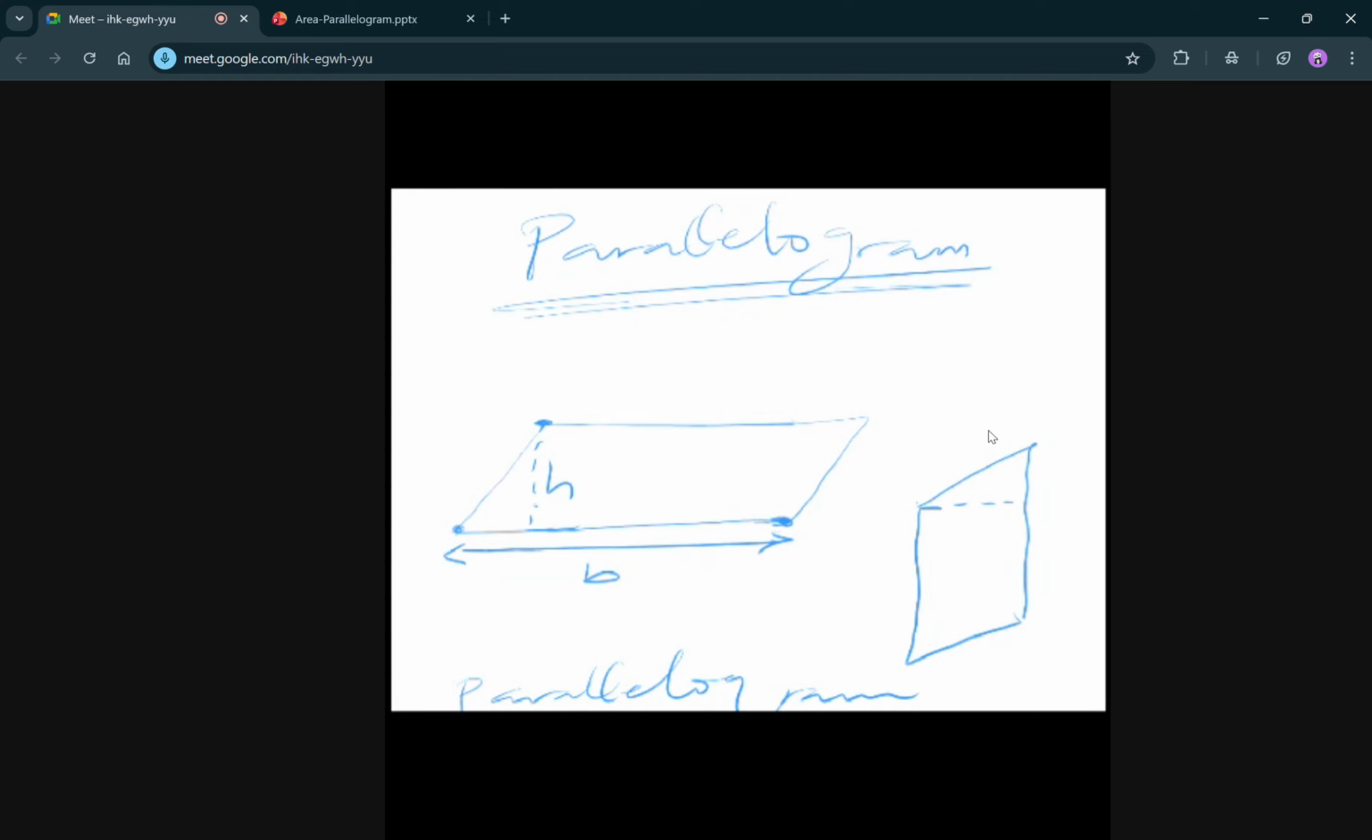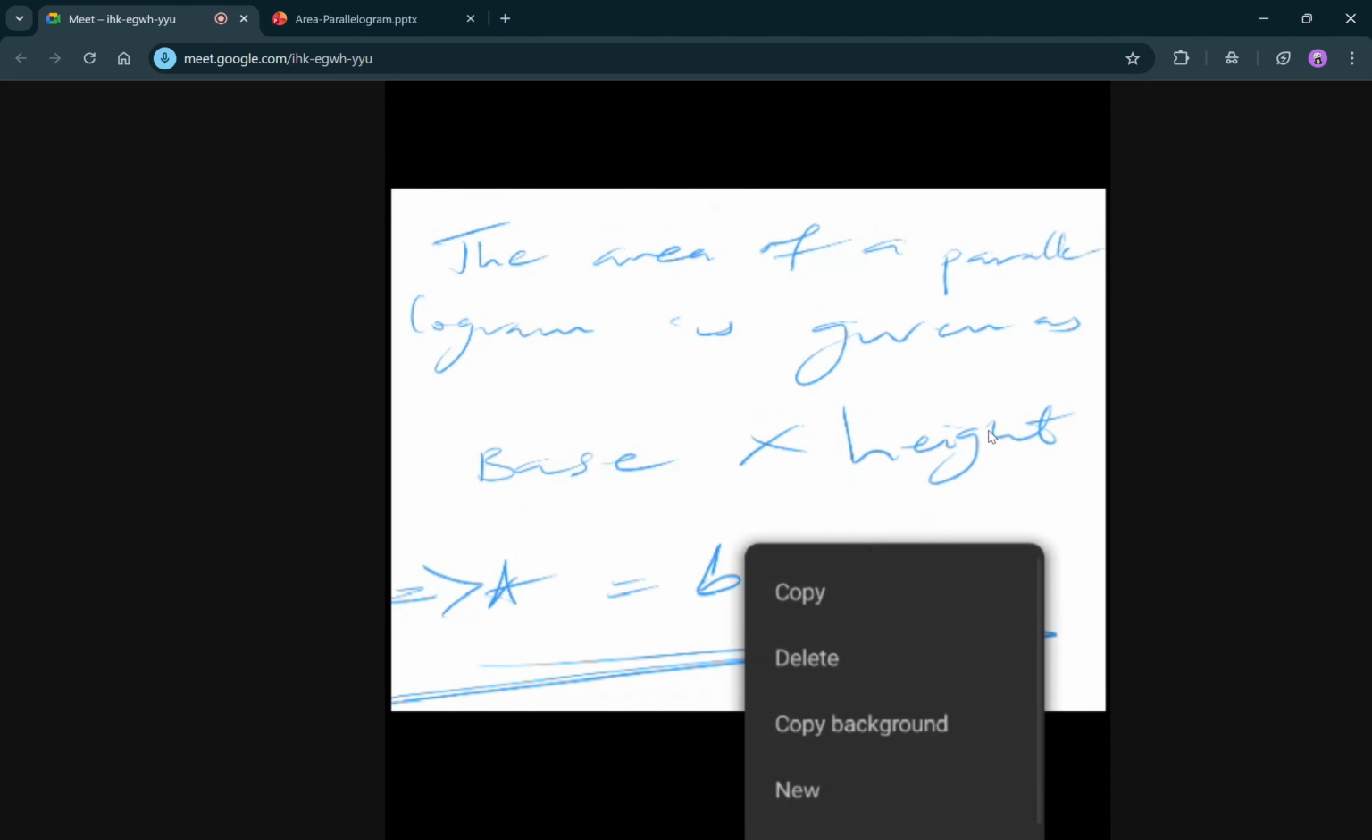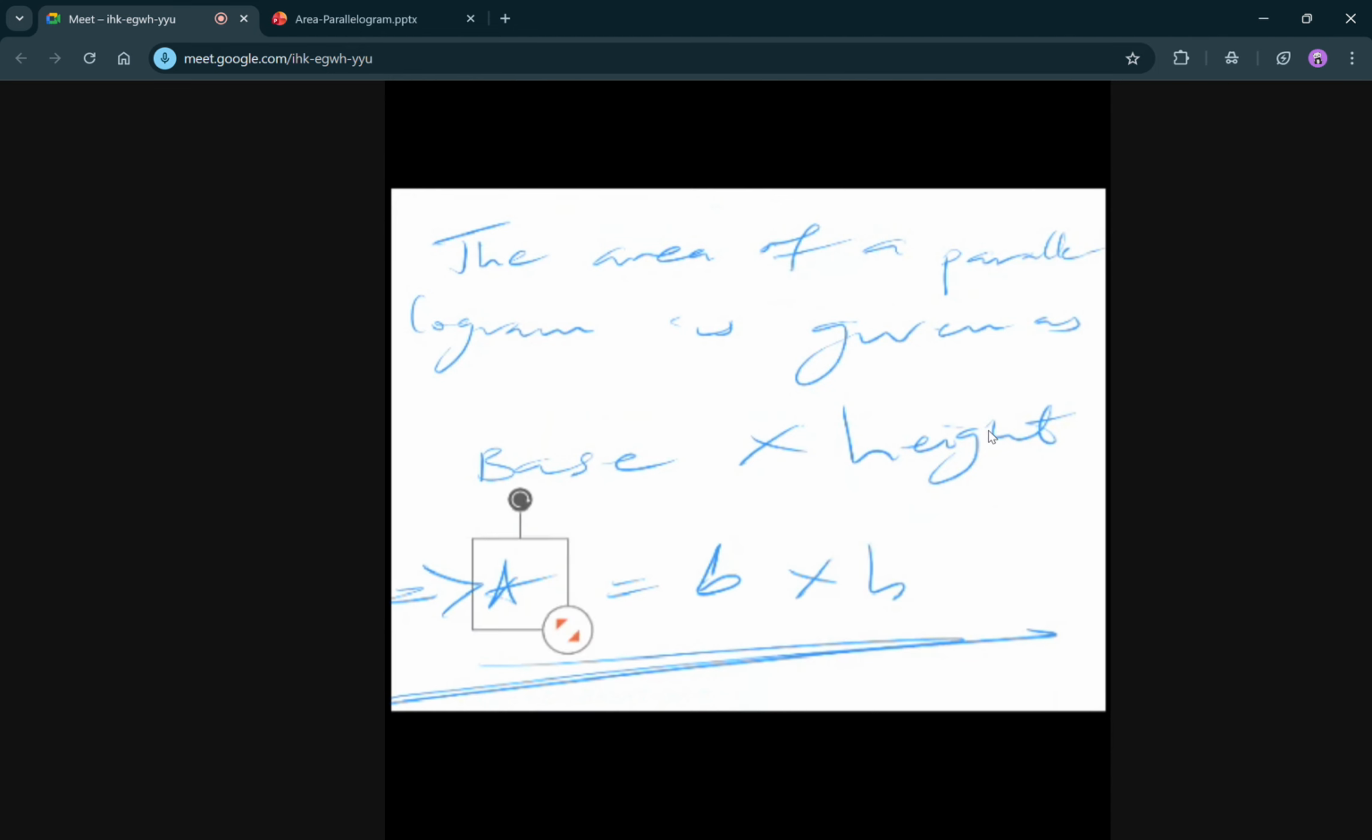So read what you have. Have you written down that the area of a parallelogram is given as the base times the height? I completed the diagram completely. It is 100% accurate. But that's not enough. So, the area of a parallelogram is given as base times height. Write it.